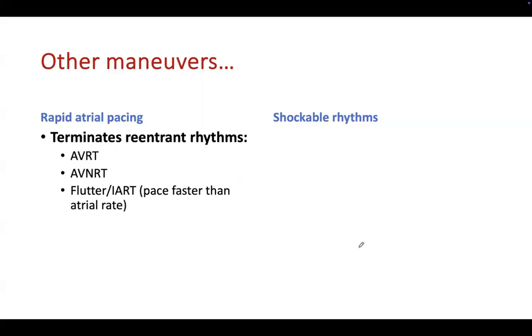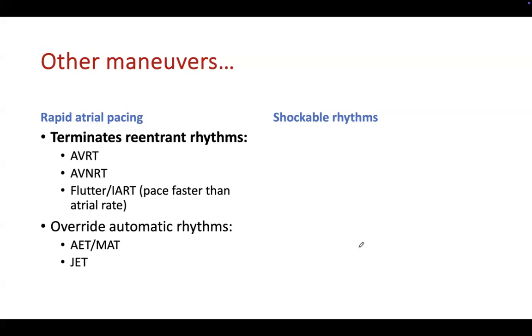Anyways, other maneuvers in your arsenal: if you have a post-operative patient and you have pacing wires, you can rapidly atrial pace the patient, and you can terminate SVTs that are AVRT in origin, AVNRT in origin, or flutter. But you have to pace faster than the atrial rate. But you cannot terminate JET or focal tachycardia. You can override them by pacing faster than the focal tachycardia, but once you stop pacing, it will come back.